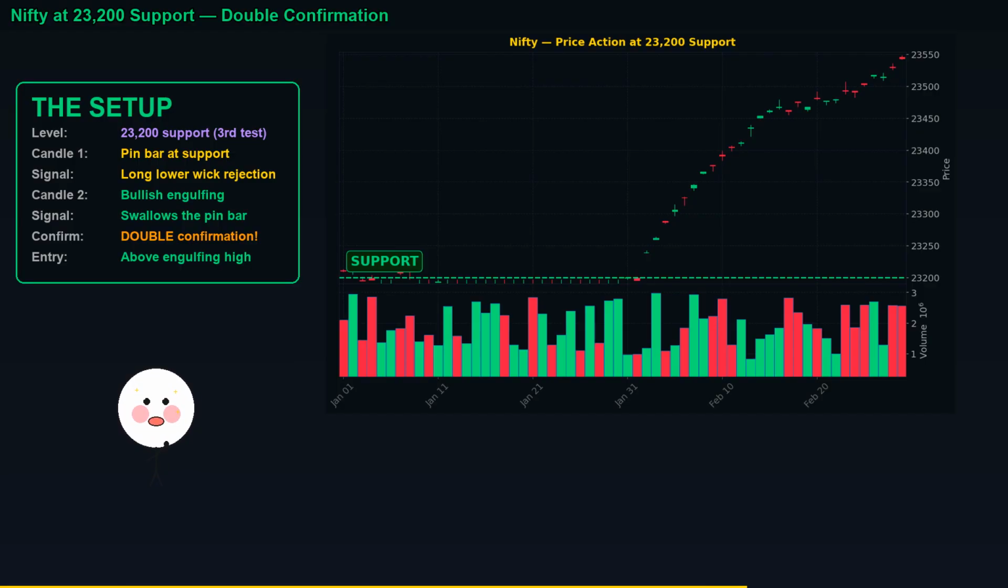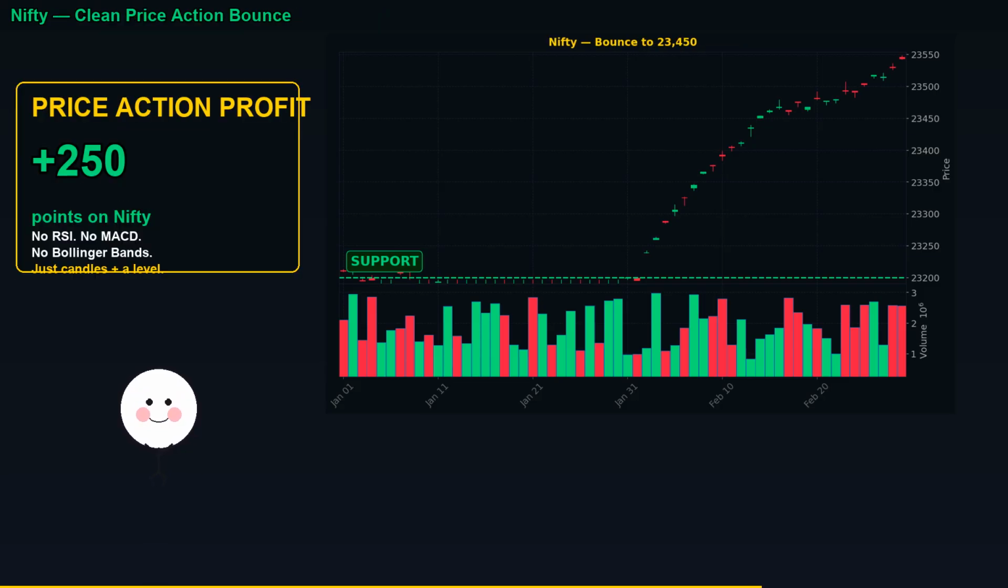Rahul enters above the engulfing candle high. Nifty bounces. 23,250. Then 300. Then 350. It keeps going. Rahul exits at 23,450. 250 points from a clean price action trade. No RSI. No MACD. No Bollinger Bands. Just candles and a level. The chart was clean. The signal was clean. The trade was clean. This is what price action trading looks like.